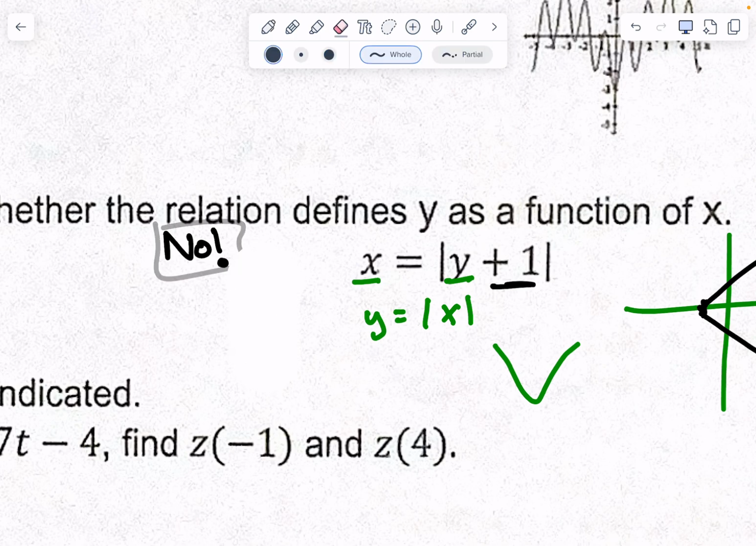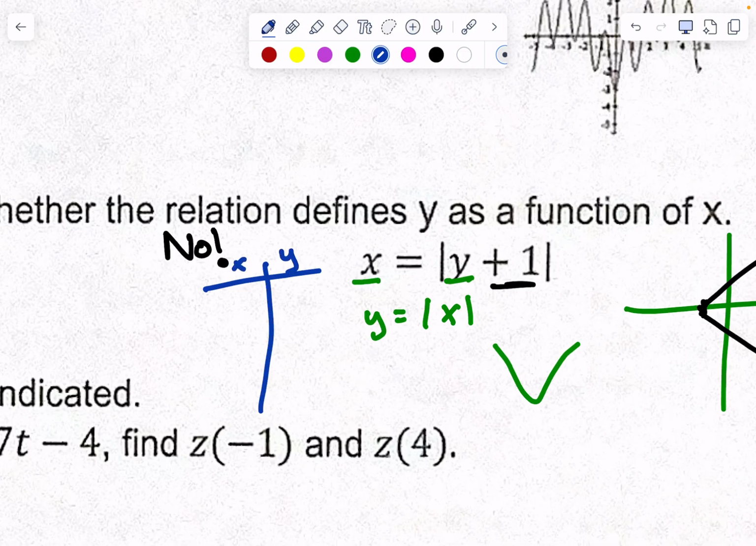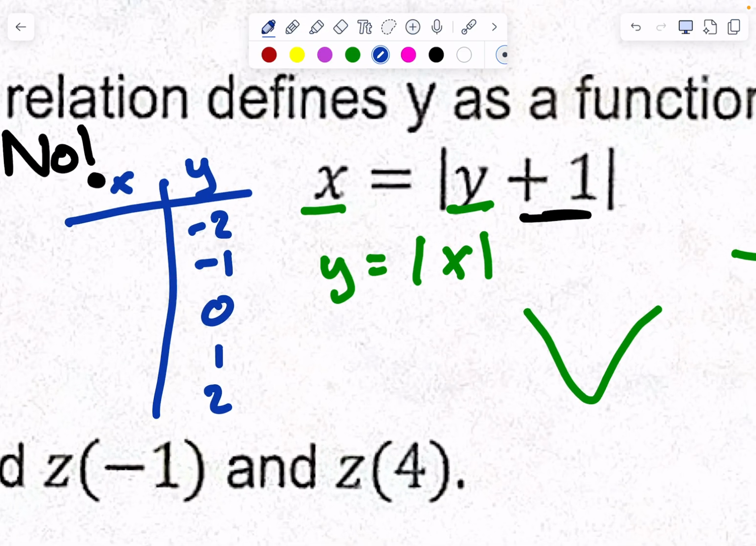Also, if you start making a table, like x, y, I'm going to put numbers in for y. Let's say I do -2, -1, 0, 1, 2. If I plug -2 in, what's -2 plus 1? -1, and the absolute value of -1 is 1. Now -1 plus 1 is 0, absolute value is 0. 0 plus 1 is 1, absolute value of 1 is 1. If I plug 1 in, 1 plus 1 is 2, that's 3.